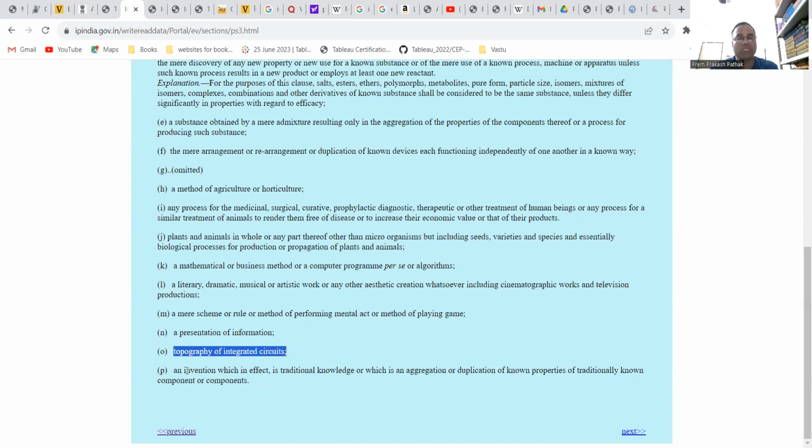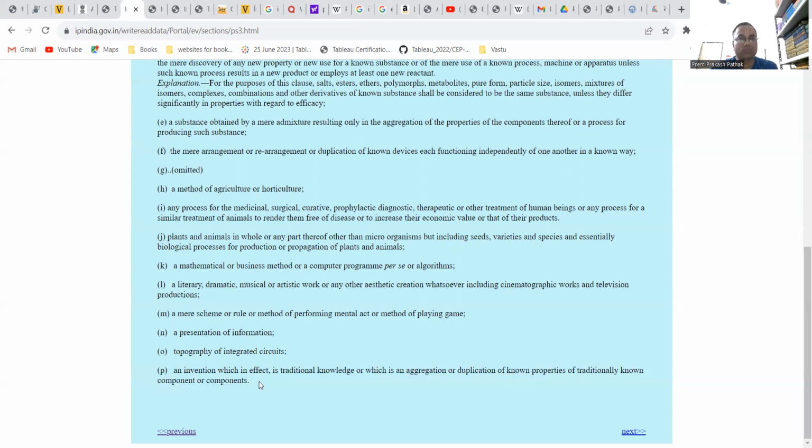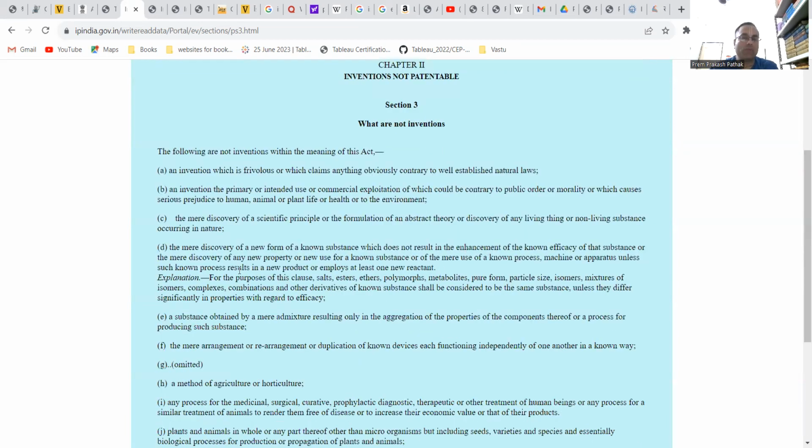And P is for Purana, or traditional knowledge. So anything with regard to traditional knowledge is also not patentable. I mean, it is very easy to remember. We just need to read again and again to memorize. So I will quickly say one word for each, you can just write down.